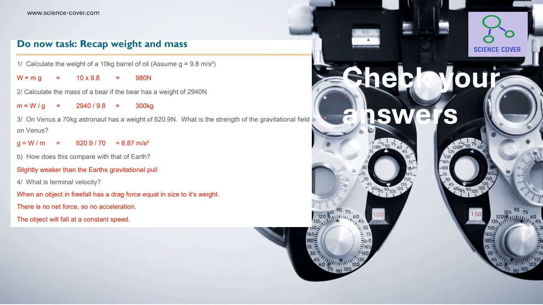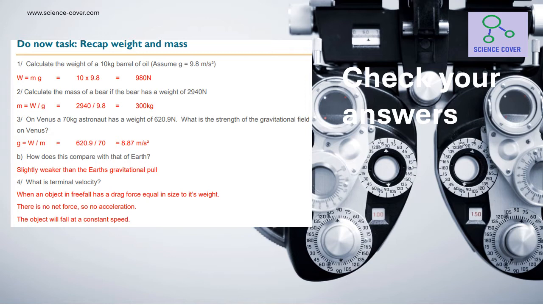On Venus, a 70 kilogram astronaut has a weight of 620.9 newtons. What is the strength of the gravitational field on Venus? So the gravitational field strength is equal to the weight divided by the mass. So that's 620.9 divided by 70, which is equal to 8.87 meters per second squared. How does this compare with the field on the Earth? It's slightly weaker than the Earth's gravitational pull.